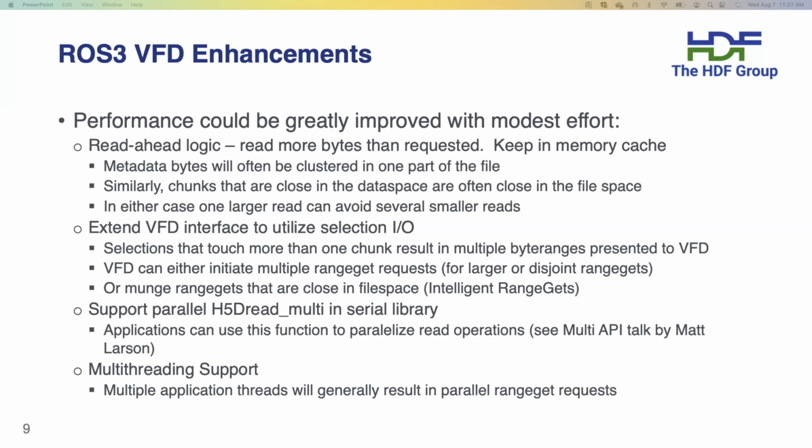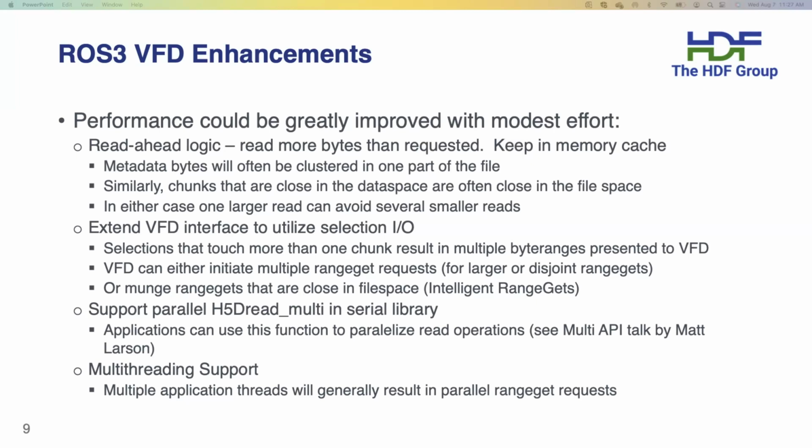Another more involved change would be to extend the VFD interface to use selection IO. So if I have a data set and I do a selection of that data set, it's very possible that that selection will hit multiple chunks. Currently, what happens is each of those chunks is read serially. But if instead the VFD interface says, hey, I need to read these byte ranges from these chunks, and that information is supplied to the VFD, then the VFD would be free to parallelize those requests, right?